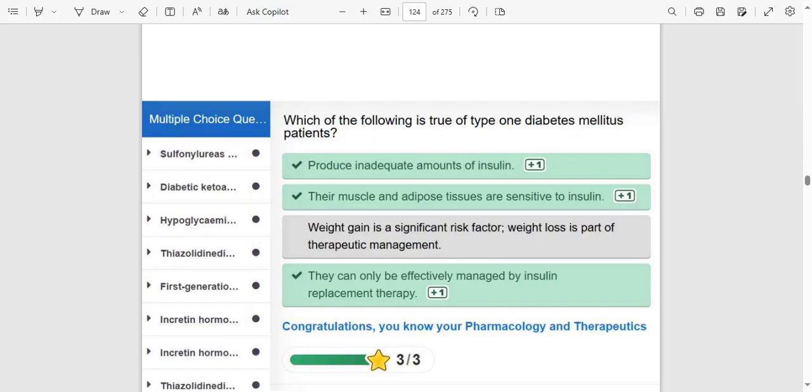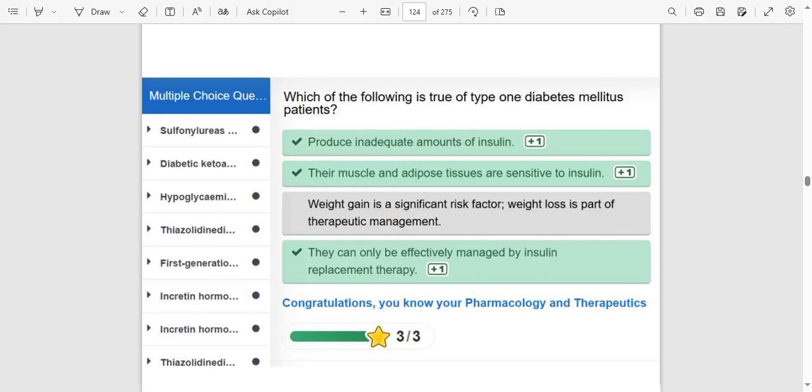Weight gain is a significant risk factor. Weight loss is part of therapeutic management. Why is this option not true? It's type 2, because type 1 is normally genetic, right? And then they can only be effectively managed by insulin replacement therapy, and the doc just said that.